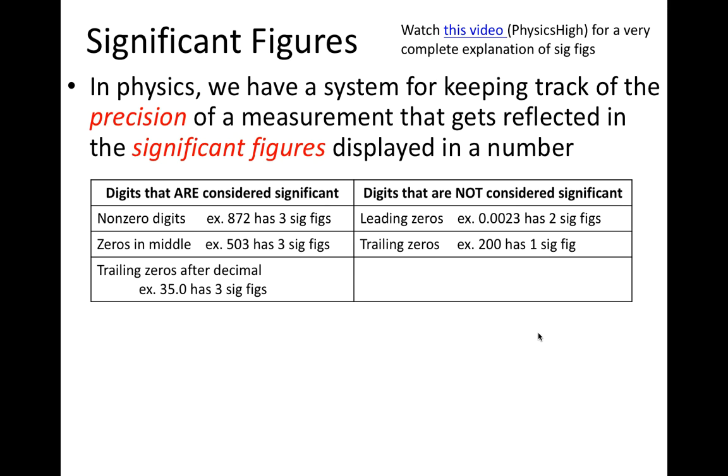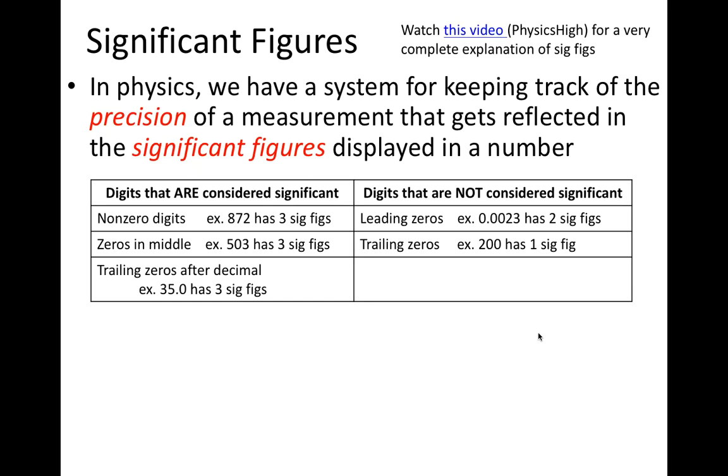Leading zeros, that is zeros to the left of the first non-zero digit, are not considered significant. Trailing zeros, that is zeros after the last non-zero digit, but if there's no decimal place, those zeros are not considered significant. They don't count towards the sig figs.